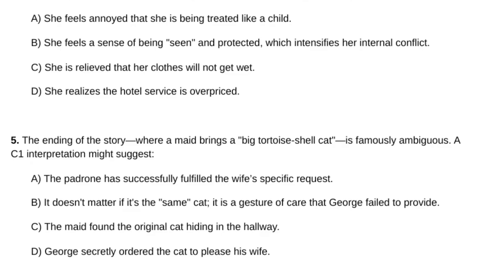The ending of the story, where the maid brings a big tortoiseshell cat, is famously ambiguous. A C1 interpretation might suggest the arrival of the big tortoiseshell cat is a gesture of care that George failed to provide, proving that it does not matter if it is the same cat or not.